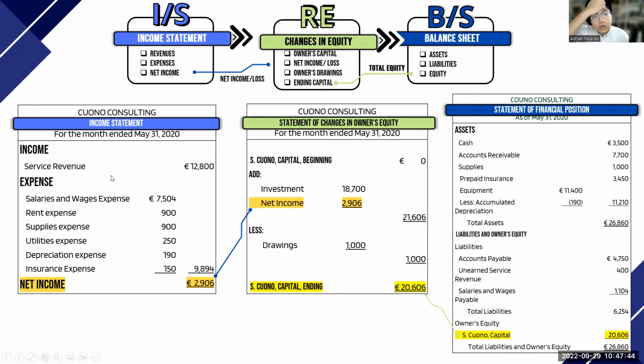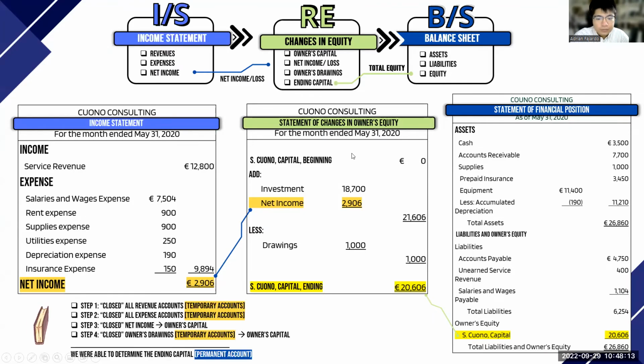So in a sense, you can appreciate that all revenue and expenses, ultimately, are reflected in your net income, which is then carried over to our additions to owner's capital. And then ultimately, these are just a portion of what comprises our ending capital. And then ultimately, the only permanent account we will have is the ending capital of Kuono.